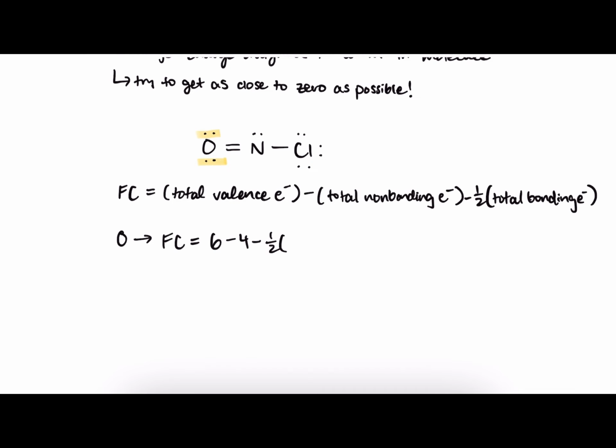So those will be the electrons present in these bonds right here. And since we have 2 bonds, as it's a double bond, we have 4 bonding electrons, since each single line drawn represents 2 electrons. So we have 4 bonding electrons in oxygen. We solve this out, we get 6 minus 4 minus 2, and that gives us 0. So we're looking pretty good so far.